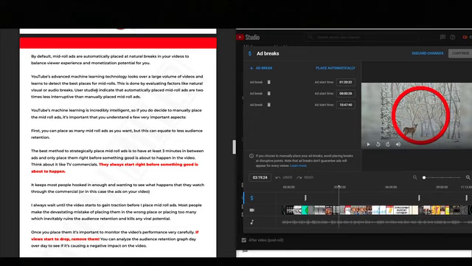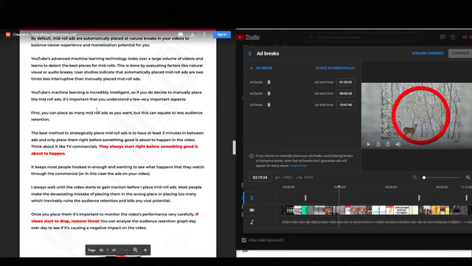Now, not only has YouTube said this, but I've tested it myself. And when you let YouTube automatically place the mid-roll ads, they really are 2 times less interruptive than when you try to place them yourself. And so again, YouTube's machine learning is incredibly intelligent. So if you decide to manually place them yourself, it's so important that you understand a few things, right?